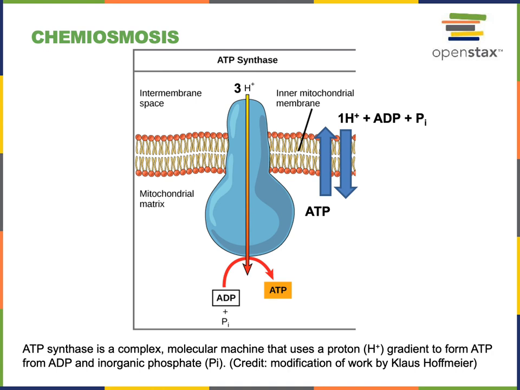The antiporter that transports ATP out will require one hydrogen ion to move into the mitochondrial matrix for every ATP molecule that's transported out, and one molecule of ADP and one inorganic phosphate will also enter the mitochondrial matrix, providing the reagents necessary to synthesize another molecule of ATP. This means that four hydrogen ions will be removed from the intermembrane space and enter the mitochondrial matrix for every one molecule of ATP that's synthesized and transported out of the mitochondria.